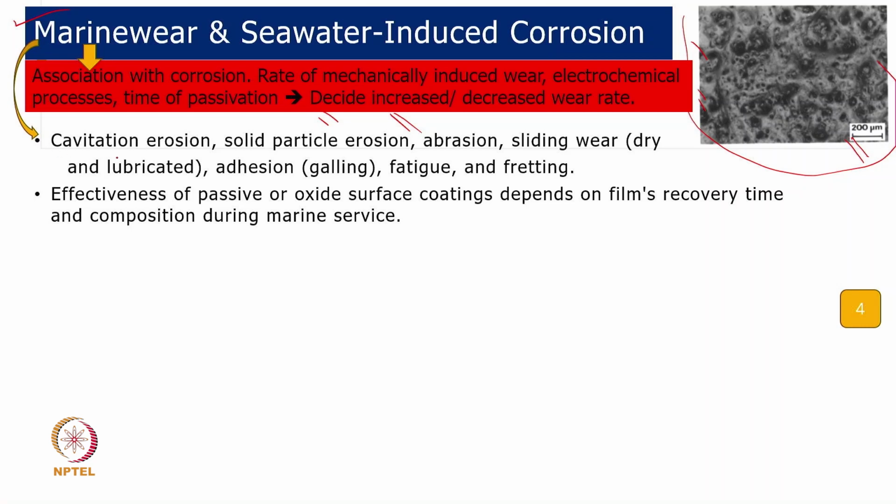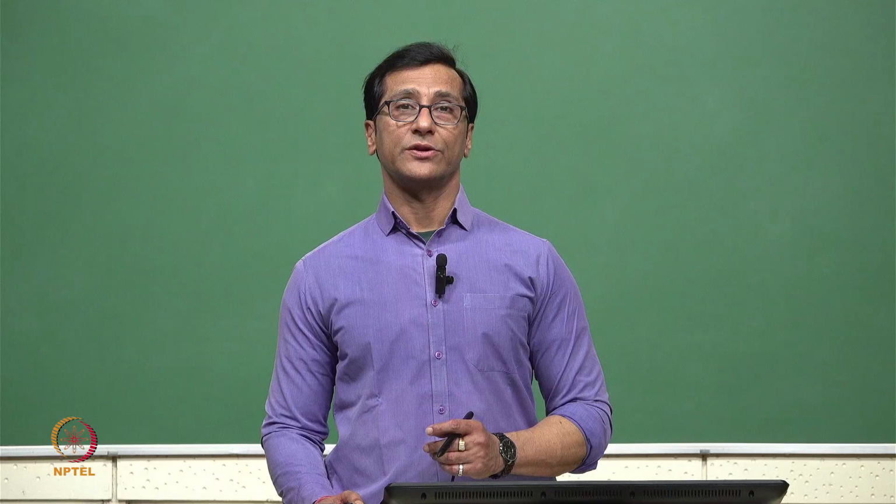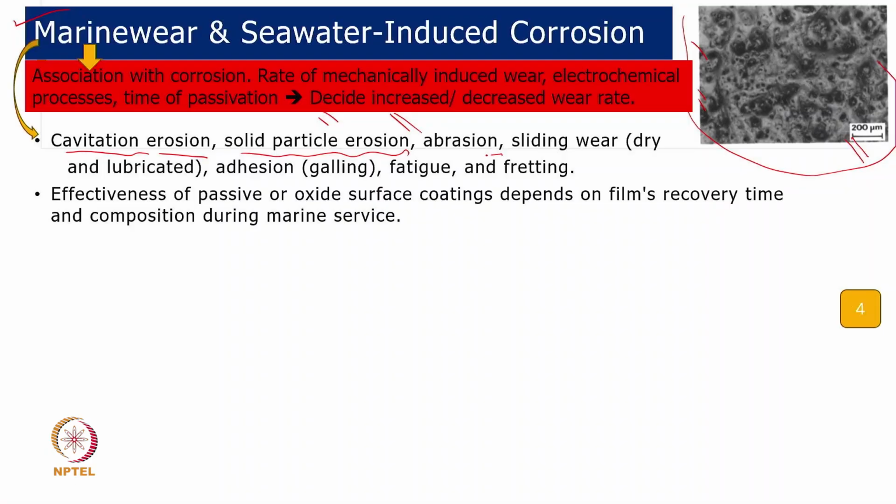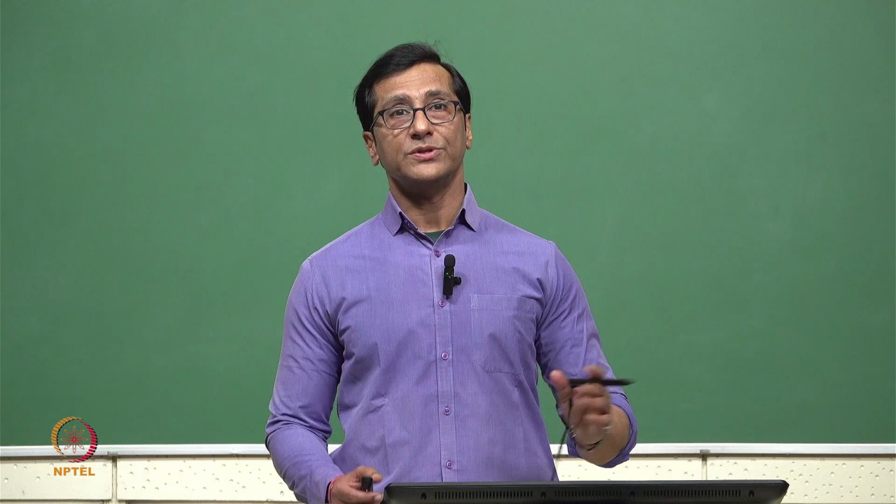Coming to marine wear, also related to cavitation erosion, there is a possibility of foreign solid particles coming with a very high velocity. So solid particle erosion is also possible. Two body and three body abrasion is also possible. Sliding wear can be dry or lubricated. If there is no lubricant, everything is removed, then there is a possibility of adhesion, fatigue and fretting. So there are many options.